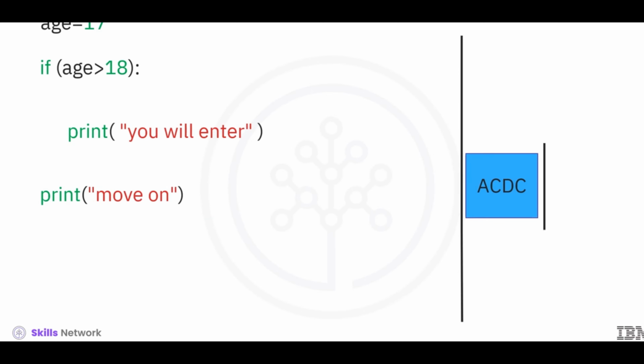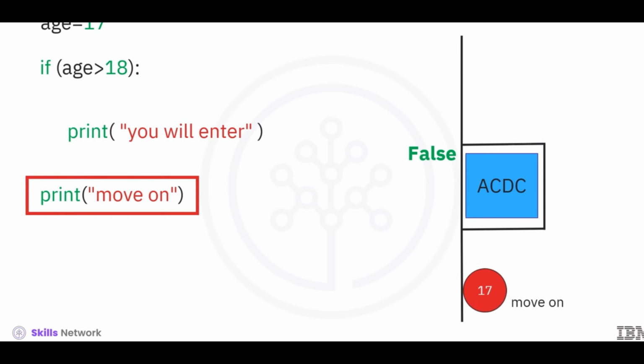For the case where the age is 17, we set the value of the variable age to 17. We check the if statement. The statement is false. Therefore, the program will not execute the statement to print, "You will enter." In this case, it will just print, "Move on."